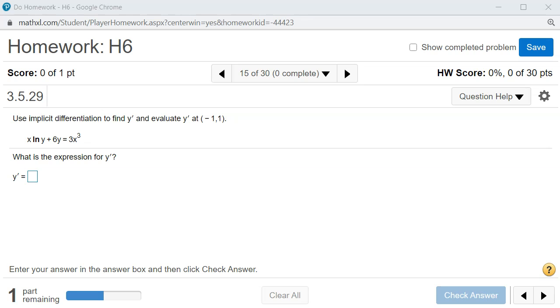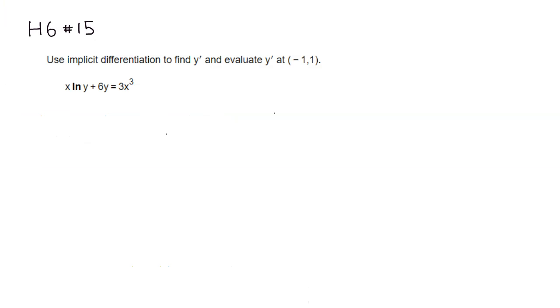All right, let's look at homework 6, problem number 15. We want to use implicit differentiation to find y prime. So let's do that. We're going to take the derivative with respect to x.